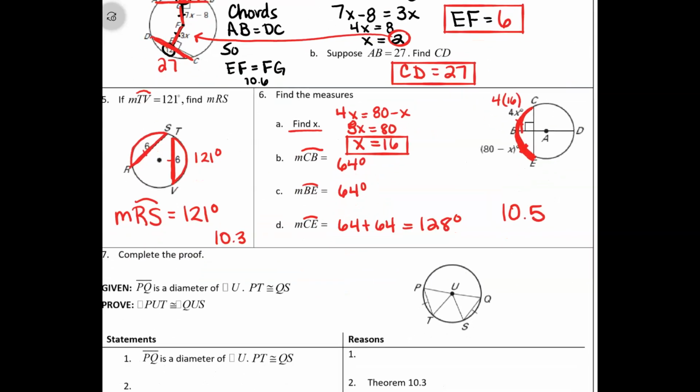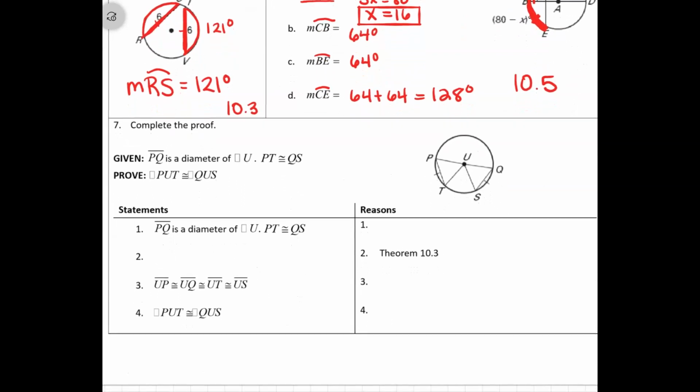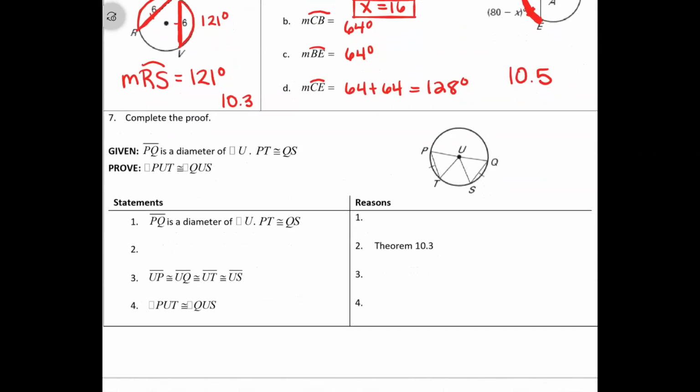Now, the very last thing we're going to look at is a proof. I always tell you that proofs will never go away. And here's proof that it's not. So question 7 says complete the proof. It says given PQ is a diameter of circle U, so this is a diameter.